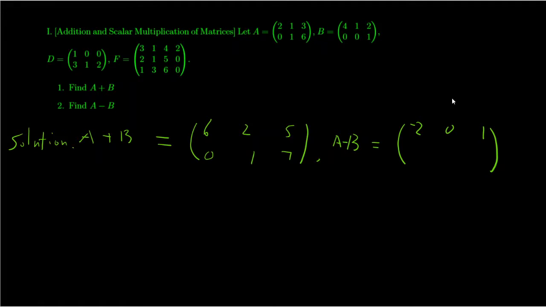Now the number located in the second row, the first column is 0. I think this number is 1. Correct me if you see anything wrong. Yeah, this number is 5. That's how we subtract two matrices. Easy, right?